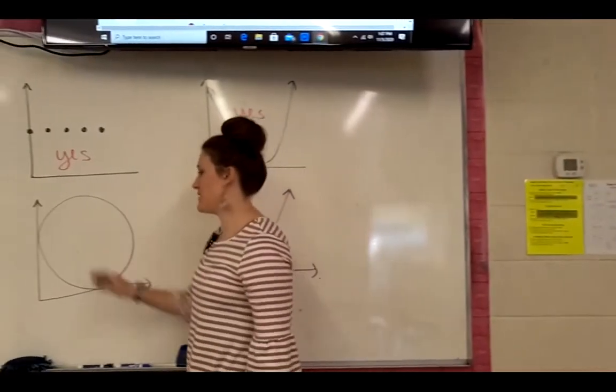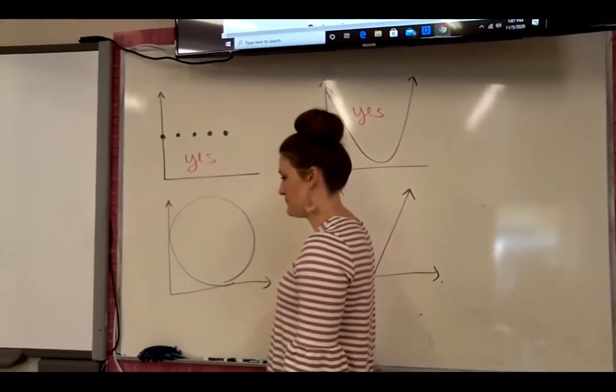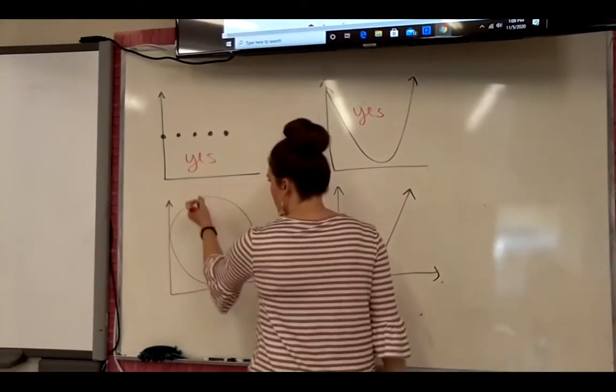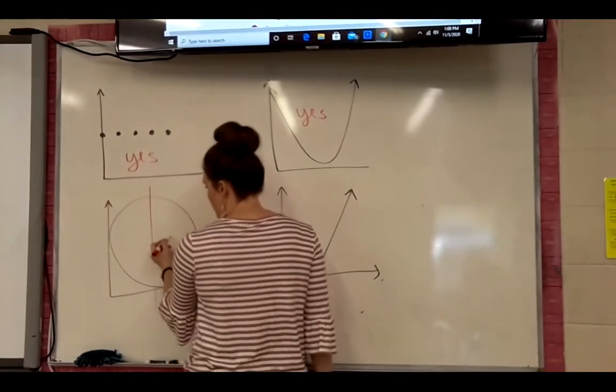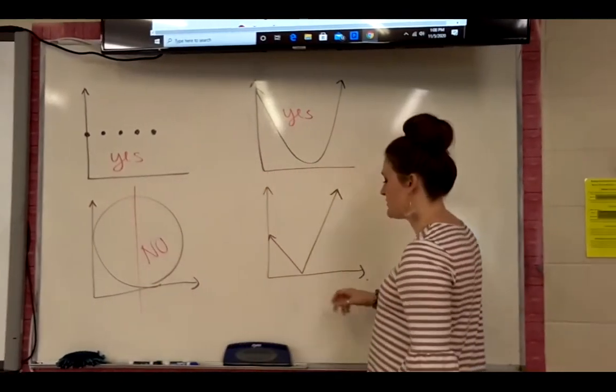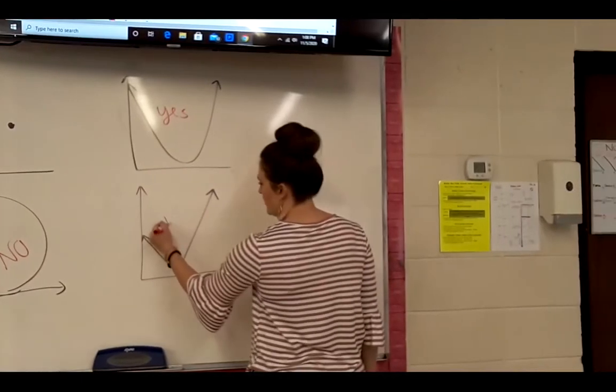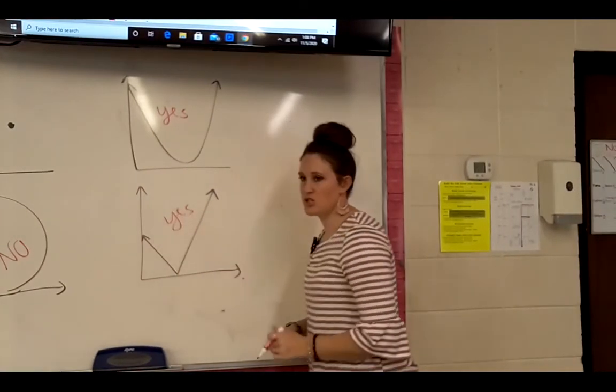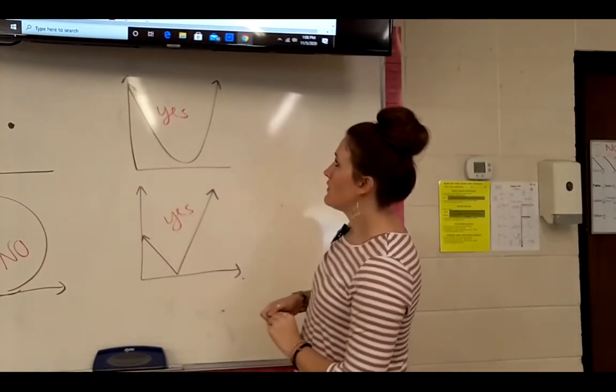Okay, number 7. No. Because it would pass through 2. So, no. And this one? Yes. So only one of them was not a function. Next was a circle.